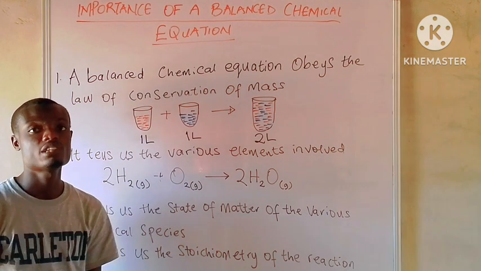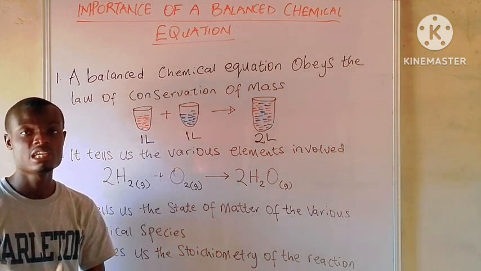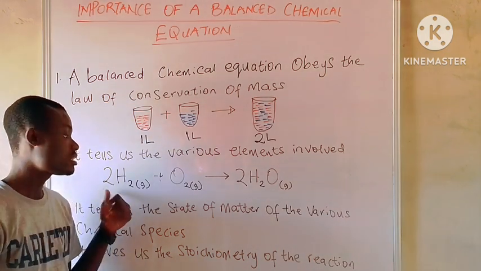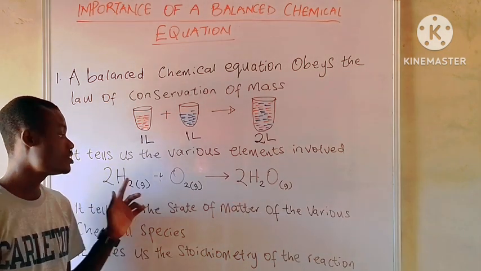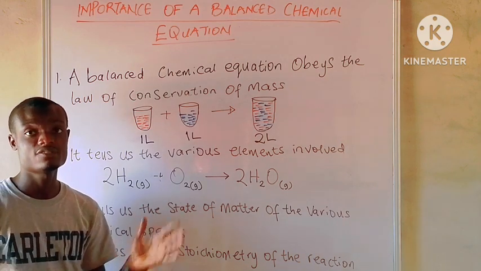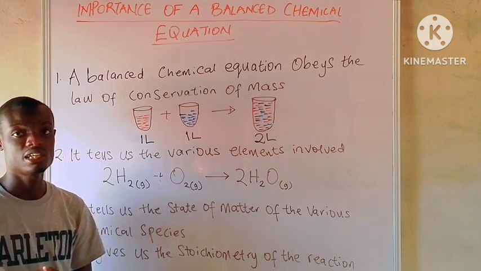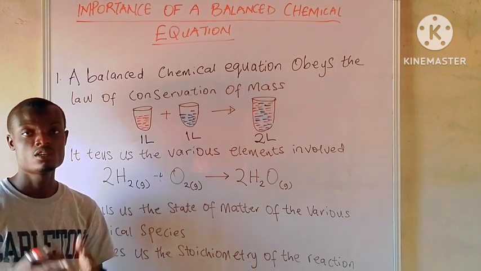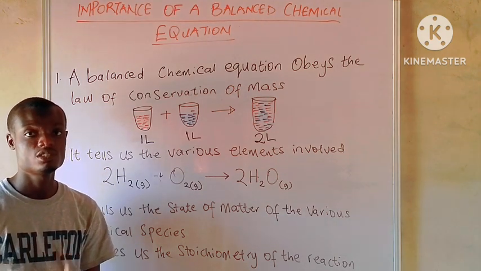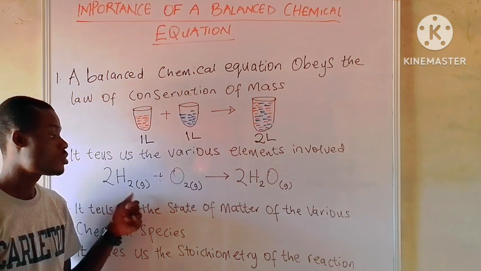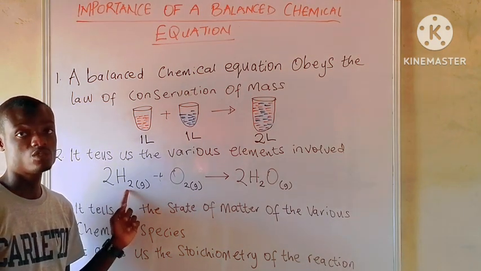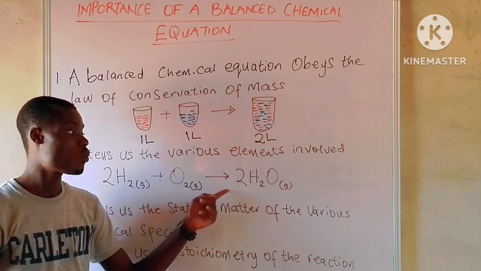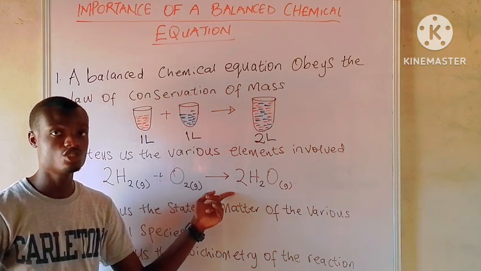The second importance of a balanced chemical equation is that it can tell us the various elements involved. In this given equation, we find out that hydrogen and oxygen are the elements involved in the reaction itself. It can also tell the state of matter of the various chemical species involved. In this chemical equation, the state of matter of hydrogen is gaseous, oxygen is gaseous, and the water produced is also in the gaseous state.